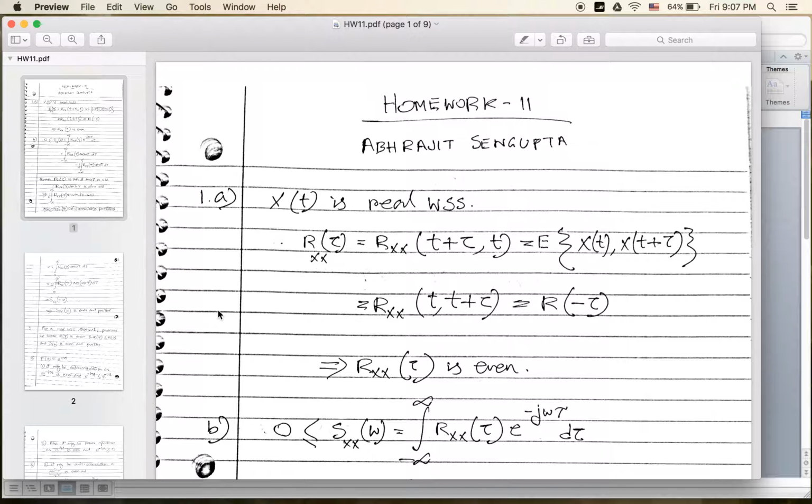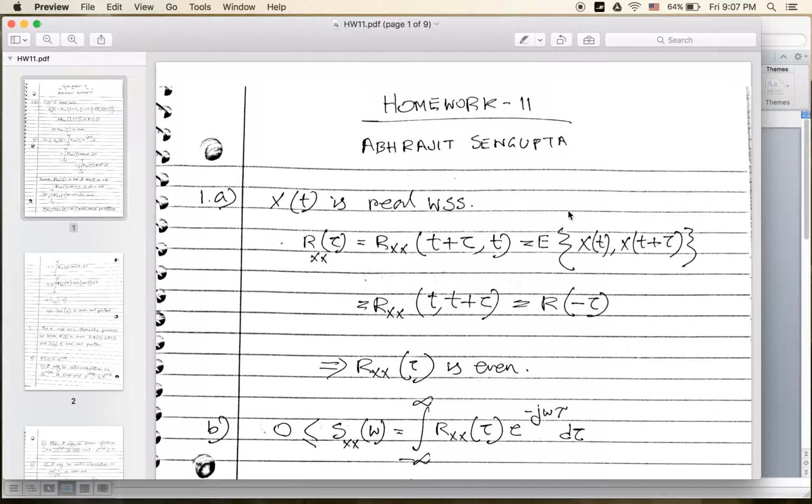So the solution is, we are given x(t) is a real wide sense stationary process. So we can write its autocorrelation r(tau) equals r(t plus tau, t). As this is an autocorrelation function, we can interchange the places of t and t plus tau. That's exactly what we do here, and write it in terms of expectation, that is, the expectation of x(t), x(t plus tau). Note that we have changed the position of t and t plus tau.